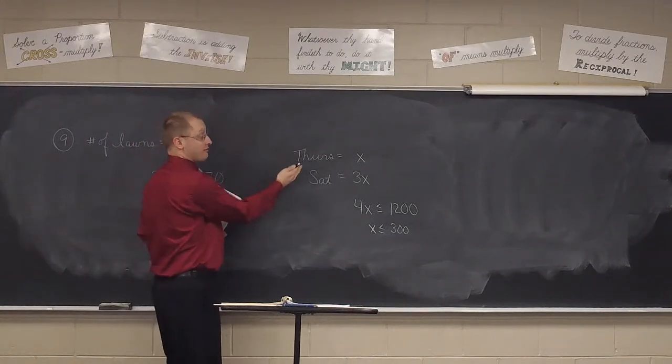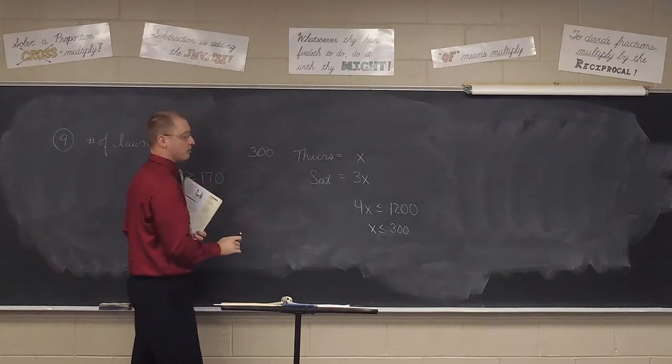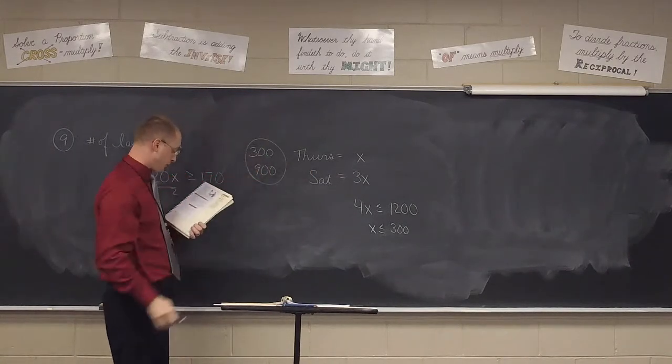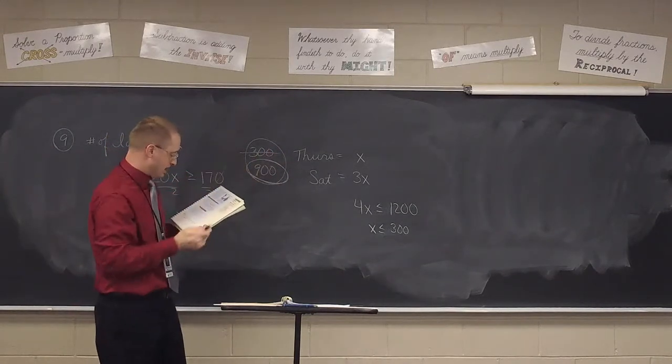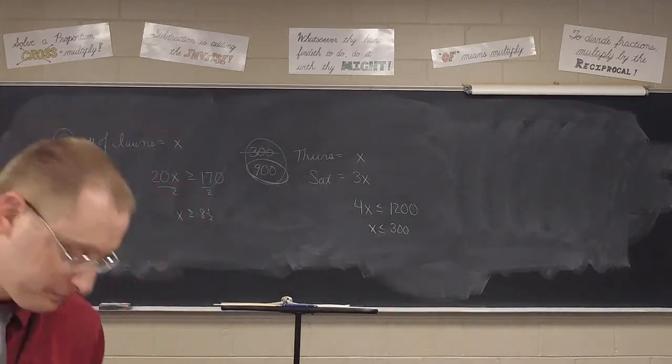So Thursday could have been 300 people at most. And Saturday then would have been 900 at most, so that at most 1,200 people attended. It only asked, oh, sorry, for Saturday. So we're only interested in the 900. Is that what you guys had? Excellent. Go and check.